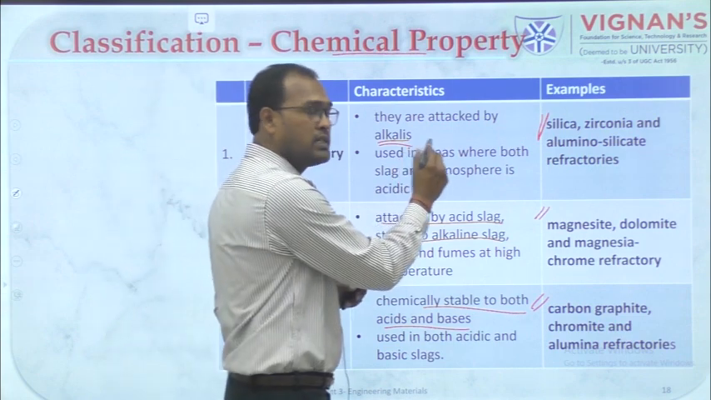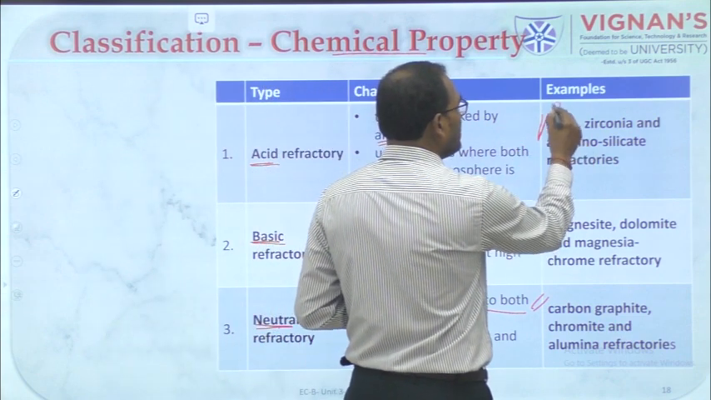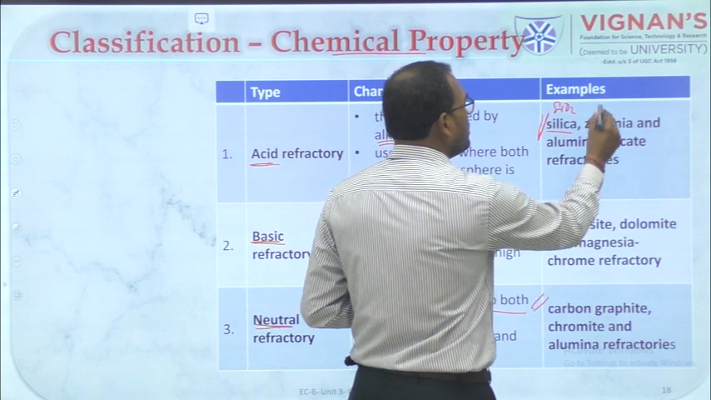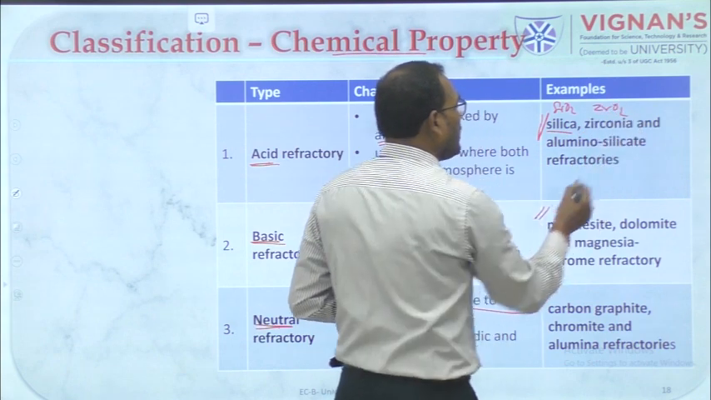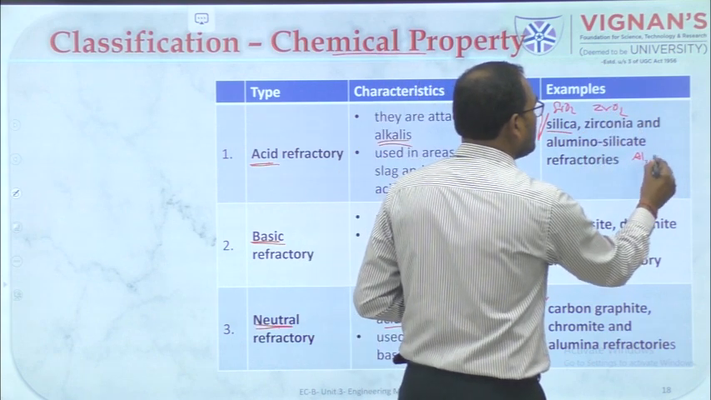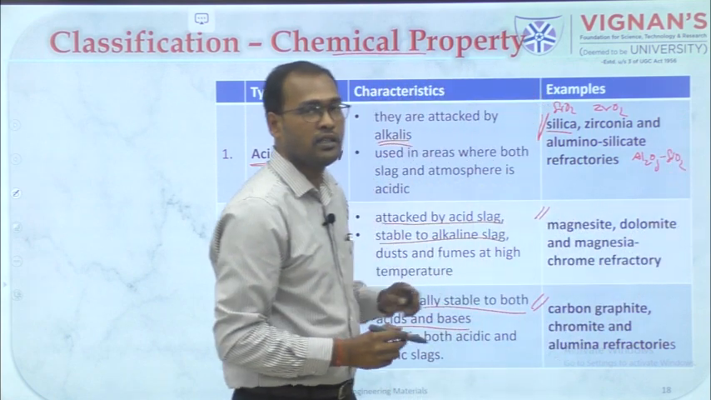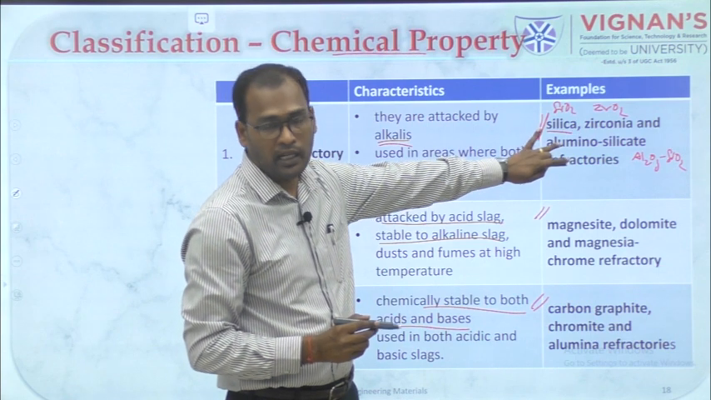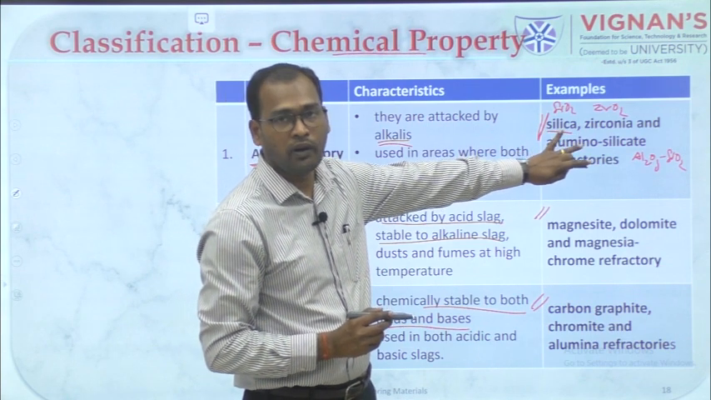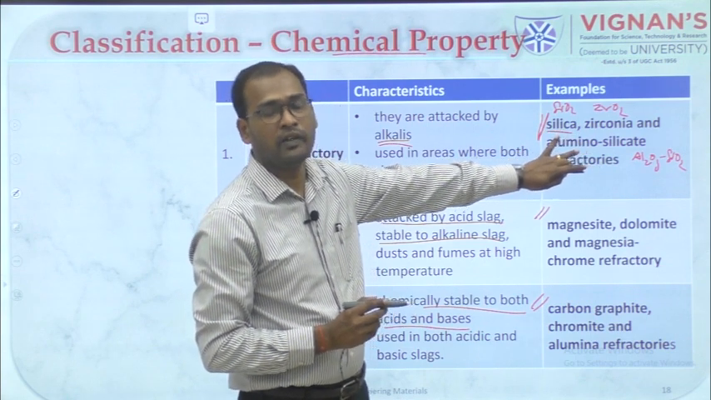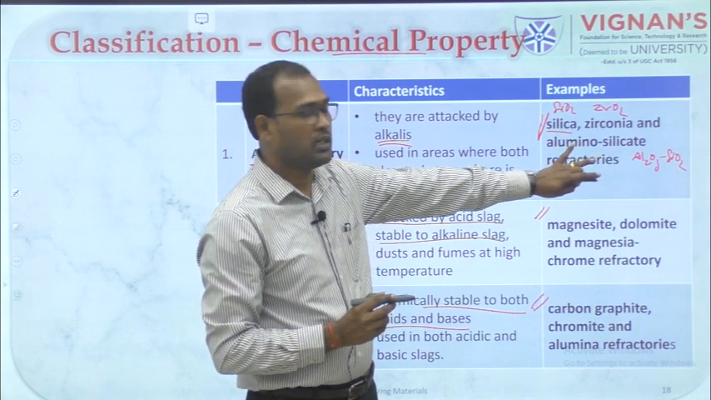Okay. So under acidic refractory, silica, which is mainly SiO2, zirconia, and alumina silicate, Al2O3, SiO2. So these are the refractories which are mostly acidic in nature, and we can use these for acidic materials. It cannot be used for basic materials.